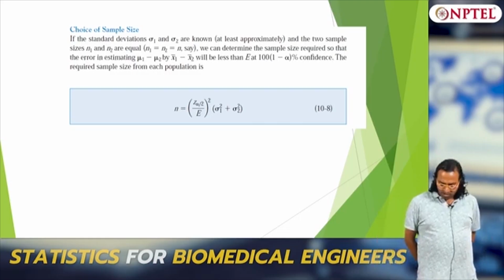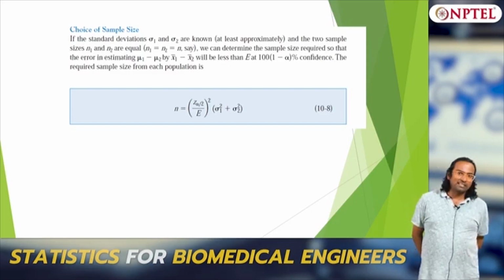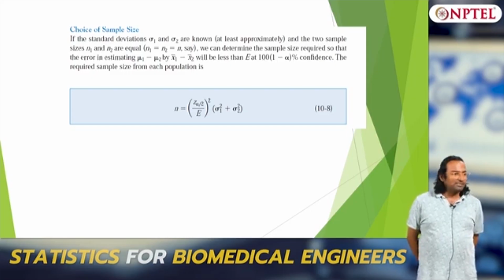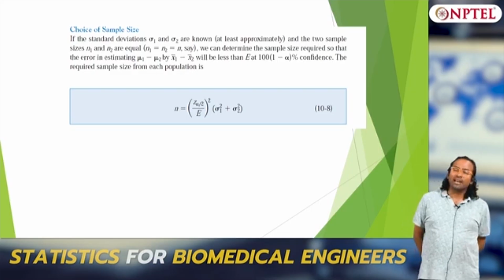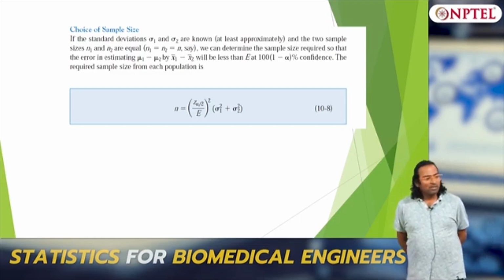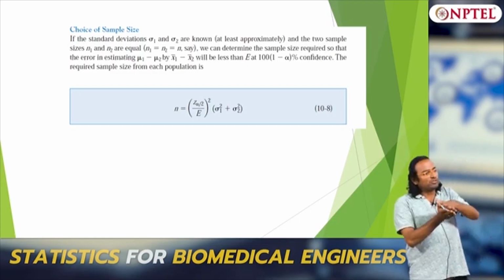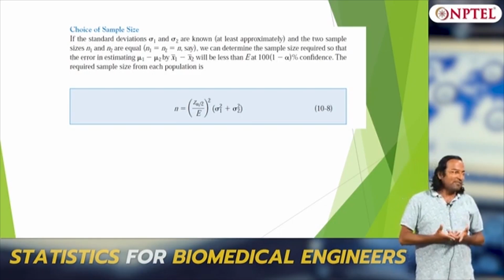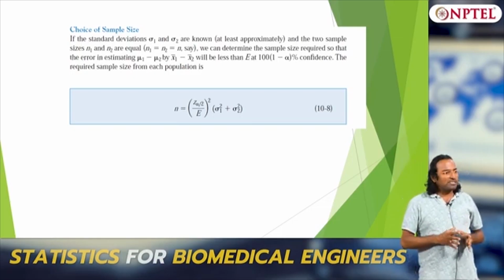N1 and N2 are equal. If they are different, then you will have trouble, because for your sample size it becomes a combination, right. The problem is you are asking for one sample size which will reduce my error. Let us say I want to be 95% confident that the error in x bar, mu1 minus mu2, is within the limits. So you are asking for a sample size.